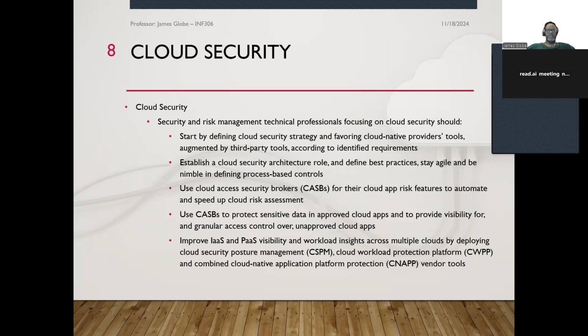CASB uses protect sensitive data in approved cloud apps for usage by users or other applications. It is policy driven, so that means it definitely can be managed and scaled through policy updates. CASB helps you improve your control and confidentiality and integrity enforcement in your IaaS and PaaS environments.